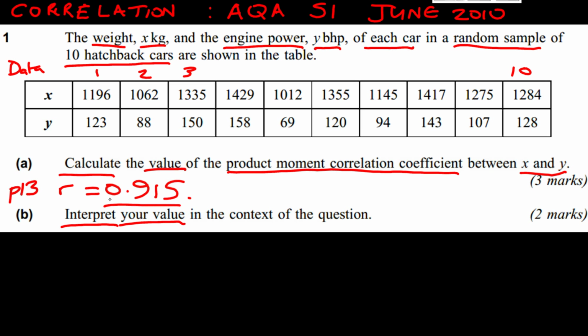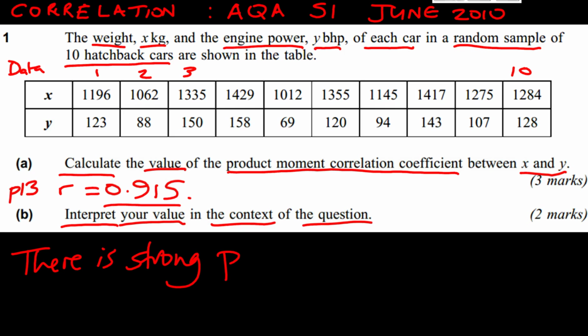The second part is to interpret your value, the 0.915, in the context of the question. We write one sentence, and this sentence always starts off: there is. Because we've got quite a high correlation coefficient, we say there is a strong correlation. It could be strong, moderate or weak, but here it's strong because we've got a high value. Second, we need to decide whether it's positive or negative. The value R is positive, so it's a strong positive correlation.